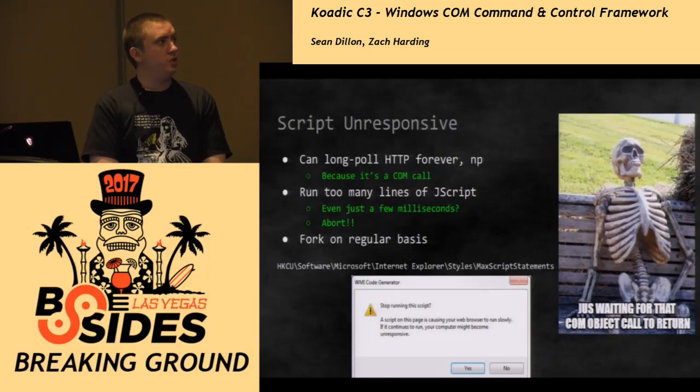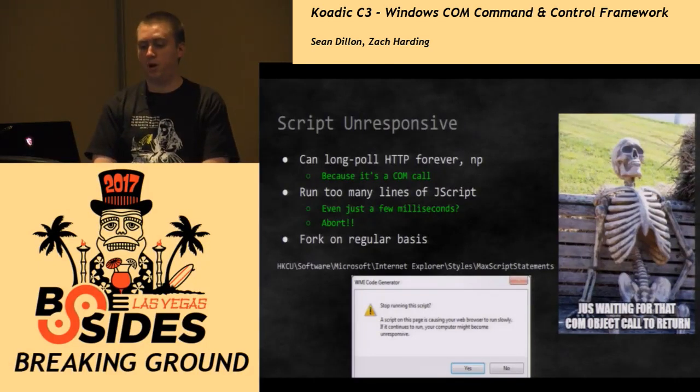If you run too much JScript, even for just a few milliseconds, it's actually based on the amount of operations you're doing. In JScript, you'll get this script unresponsive prompt, it'll pop up on the desktop, and the user has to click yes or no in order for the script to continue. It'll actually hang. So that's why we fork on a regular basis.